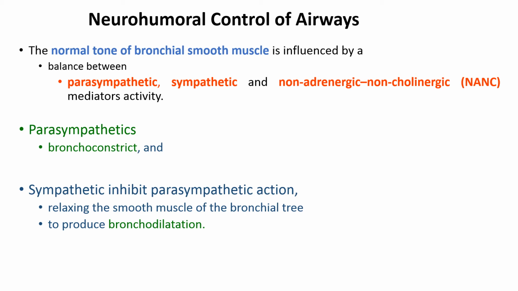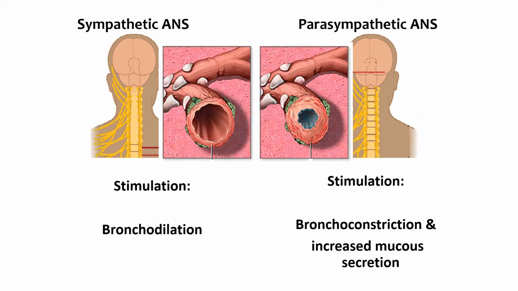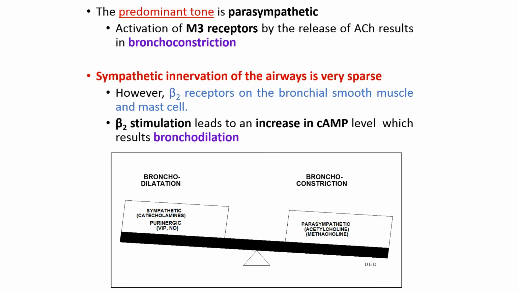Parasympathetic stimulation leads to bronchoconstriction, whereas sympathetic stimulation relaxes the smooth muscle and leads to bronchodilation. So what we have seen: sympathetic stimulation leads to bronchodilation, and parasympathetic stimulation leads to bronchoconstriction and increased mucus secretion. Now, among the sympathetic and parasympathetic tone, the predominant tone is parasympathetic. Activation of the M3 receptor by the release of acetylcholine results in bronchoconstriction.